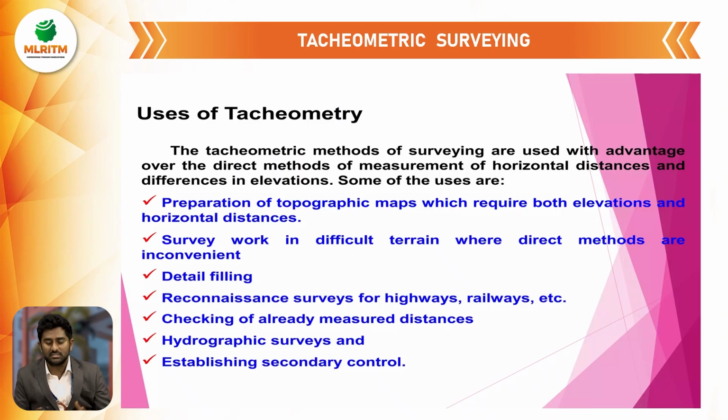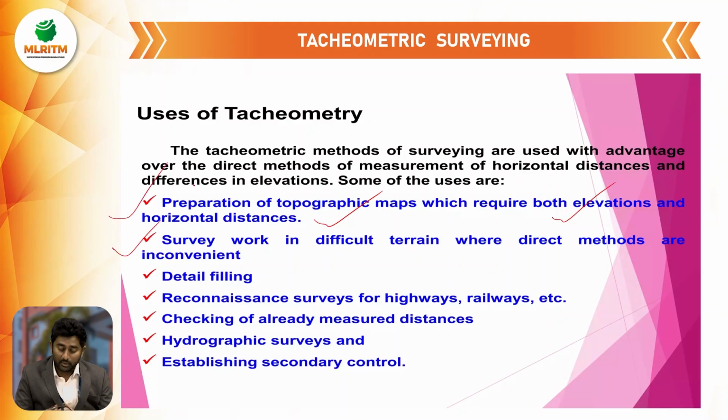Next, what are the uses of tacheometric surveying? It can be used to measure horizontal and vertical distances and elevations on ground surfaces such as hilly areas, terrain areas like mountains, and irregularly shaped forest areas with irregular boundaries and undulations on the earth's surface. It measures elevations, horizontal distances, and vertical distances using the tacheometric instrument. The first use is the preparation of topographical maps, which require both elevations and horizontal distances.